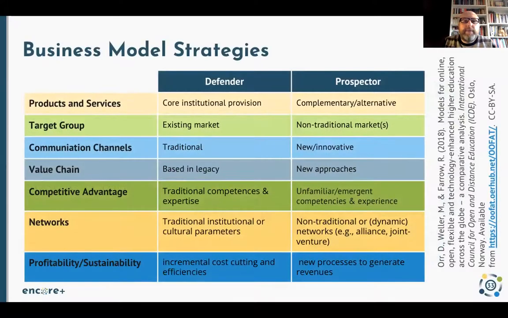So we're also looking at business models, and I won't go into this in too much detail, but one way of thinking about this is that some businesses are defenders and they're all about protecting their existing market share. And some businesses are more like prospectors, where they're all about creating new markets, new approaches, and new sources of revenue.